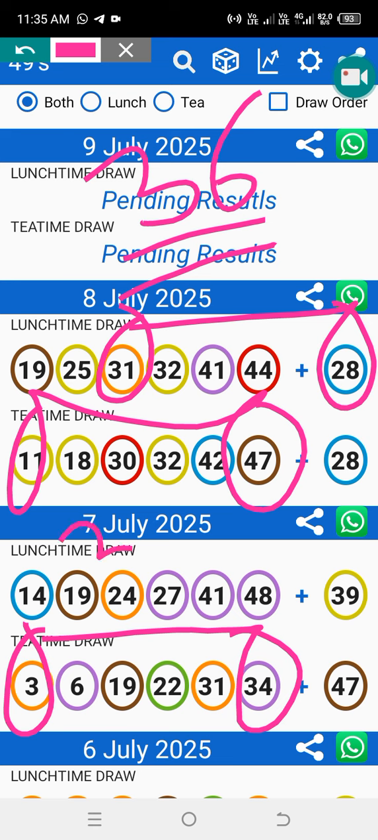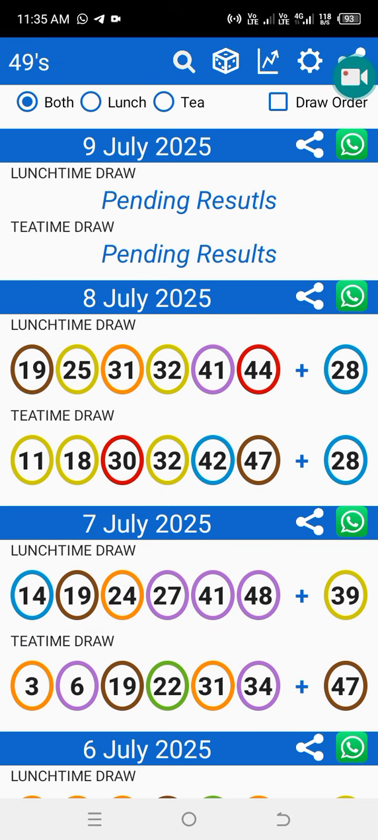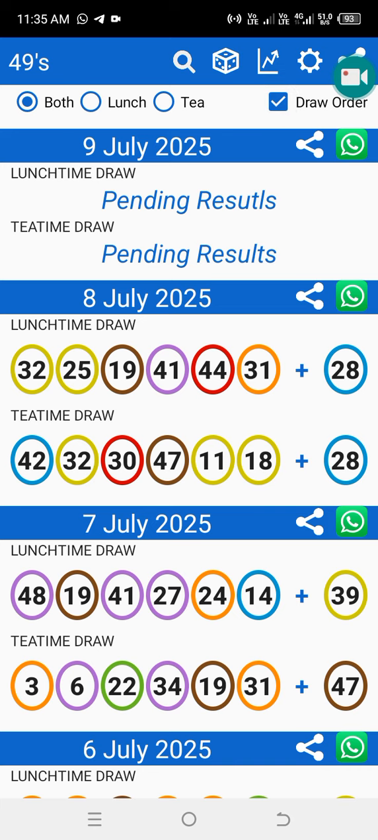Meaning that if 36 came on lunch, on tea time they can bring 36 as well. So remember, with 36, I'm going to write the numbers down, which is 36, right? So in numerical and in draw order. In the draw order, we have a 24, right? So this is for lunch.